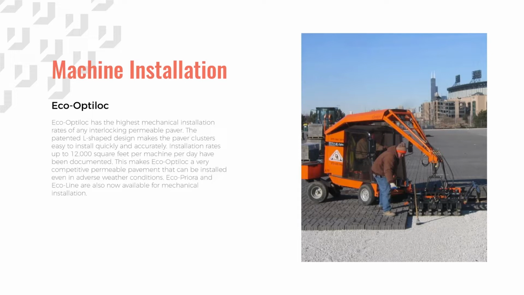Eco-Optilock has the highest mechanical installation rates of any interlocking permeable paver. The patented L-shaped design makes the paver clusters easy to install quickly and accurately. Installation rates of up to 12,000 square feet per machine per day have been documented. This makes Eco-Optilock a very competitive permeable pavement that can be installed in even adverse weather conditions. Eco-Priora and Eco-Line are also available for mechanical installation.